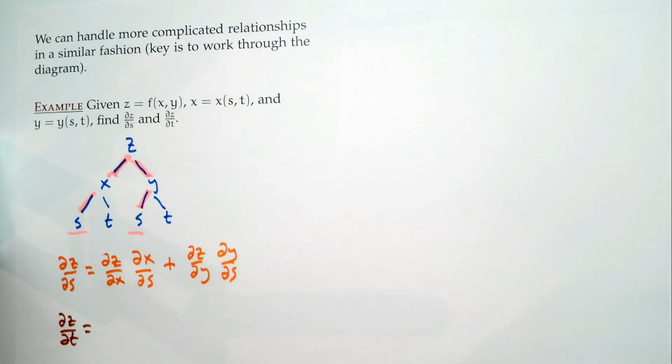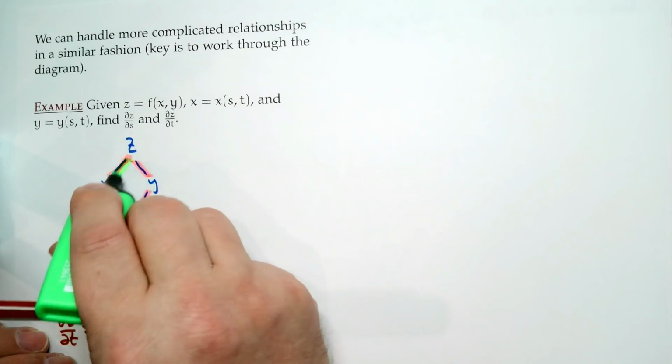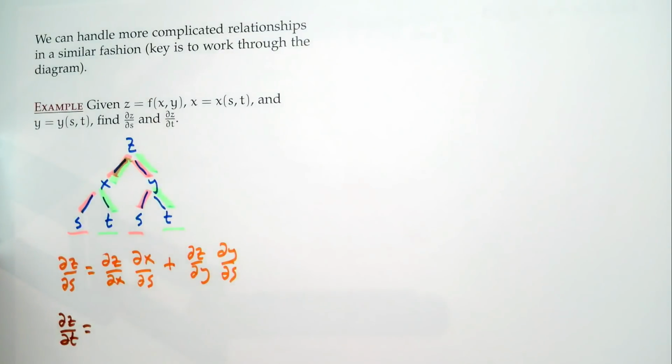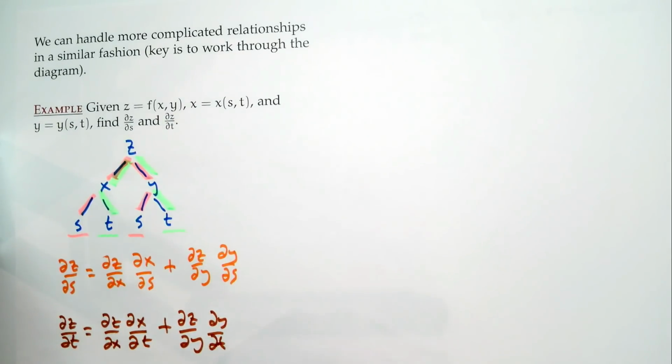Well, here I see, aha, I have two times that t shows up. And so for every time t shows up, I look at all the ways I can get down. So what do I have? Partial z, partial t, the way z changes with t, is partial z, partial x times partial x, partial t, plus partial z, partial y, partial y, partial t. All right. Okay, one more, and then we'll go to our final topic after that.